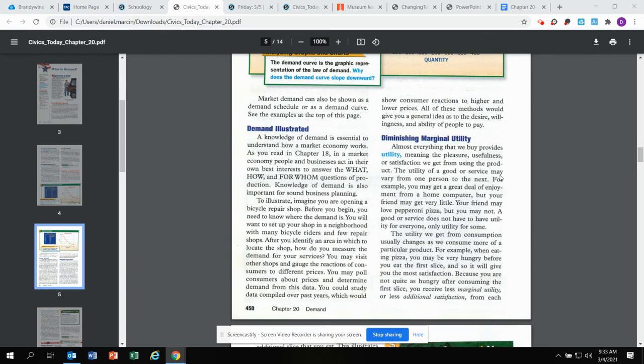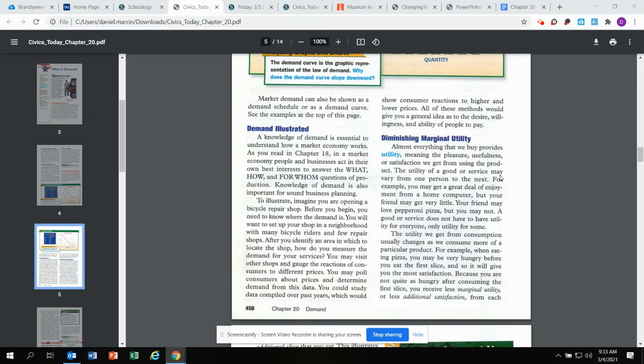A knowledge of demand is essential to understand how a market economy works. As you read in Chapter 18, in a market economy, people and businesses act in their own best interests to answer the what, how, and for whom questions of production. Knowledge of demand is also important for sound business planning.